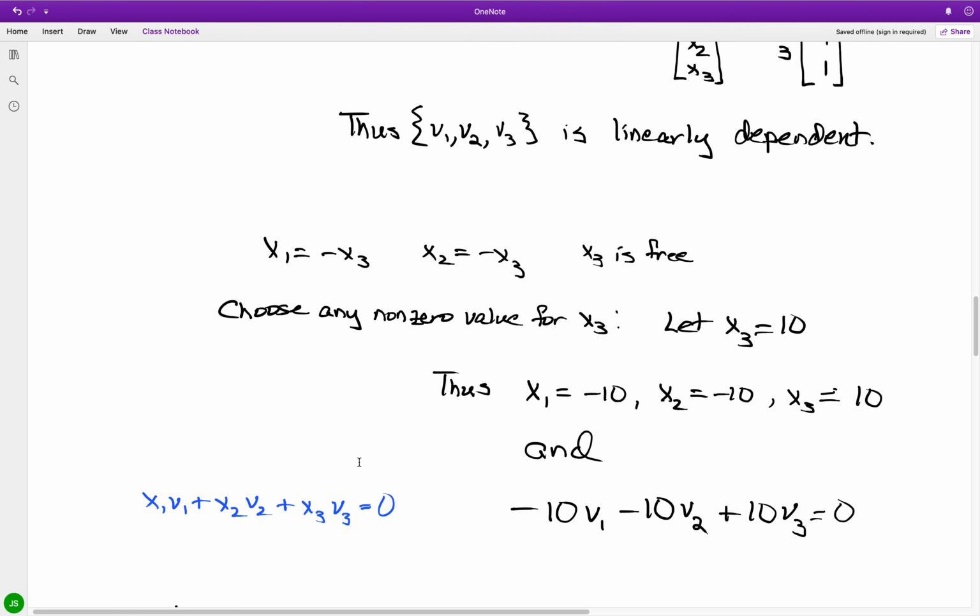And just going back to the generalized form of the vector equation, x1 v1 plus x2 v2 plus x3 v3 is equal to 0, we're going to have negative 10 v1 minus 10 v2 plus 10 v3 is equal to 0. Okay, so that's just a sample equation expressing linear dependence.